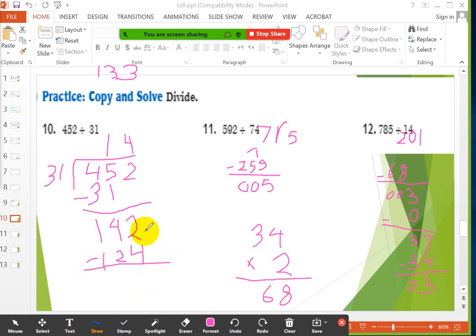Subtract now. 2 minus 4, I have to borrow from the 4, it will be 3. And put this 1 next to the 2, it will be 12. 12 minus 4 equals 8. 3 minus 2 equals 1. 1 minus 1 equals 0. Okay?